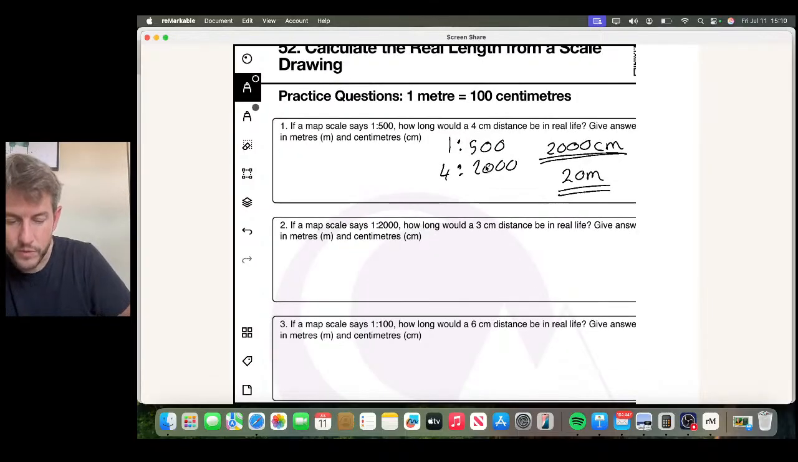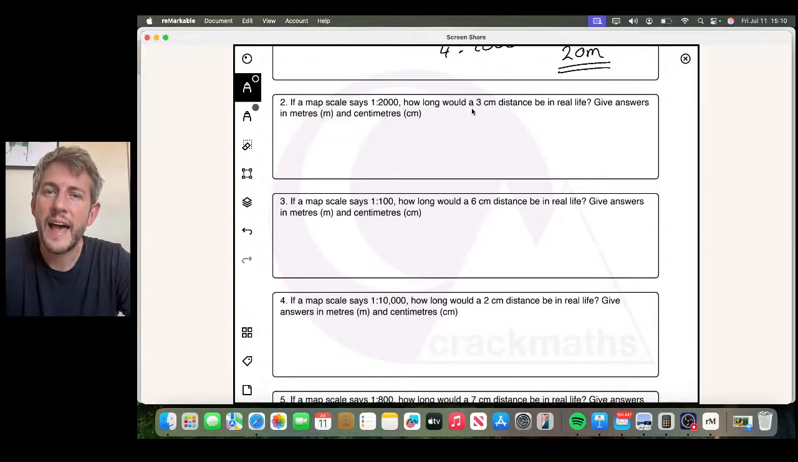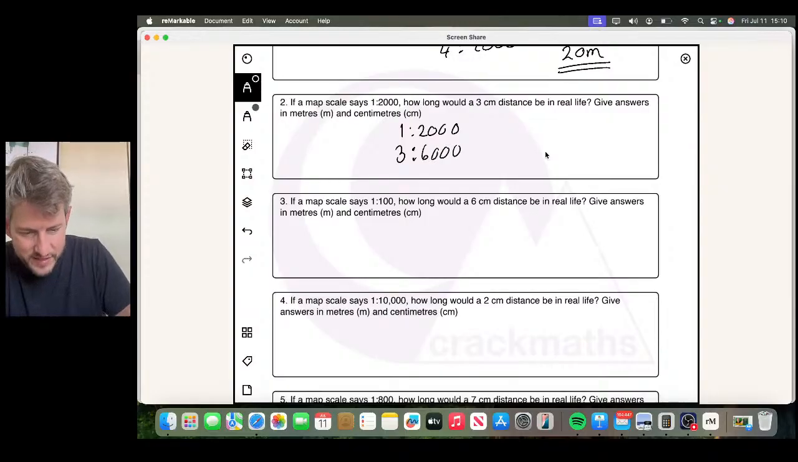Right. Question 2. If a map scale says 1 to 2,000, how long would a 3 centimetre distance be in real life? Give your answer in metres and centimetres. So if it's 1 to 2,000, we want 3. Okay, so that would be 6,000. So that's 6,000 centimetres, which is also 60 metres.